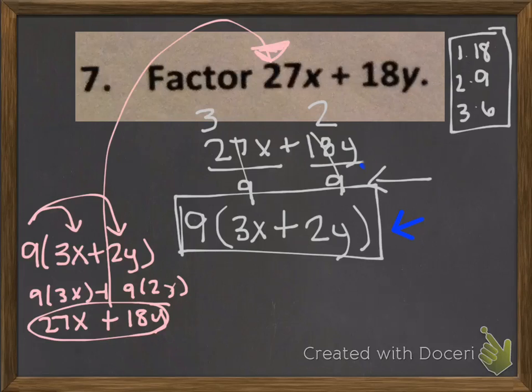3x plus 2y does not match 27x plus 18y. But when we took what we divided by and we put it in front of the parentheses, when we solve that expression, we do get 27x plus 18y. So here is our final answer.